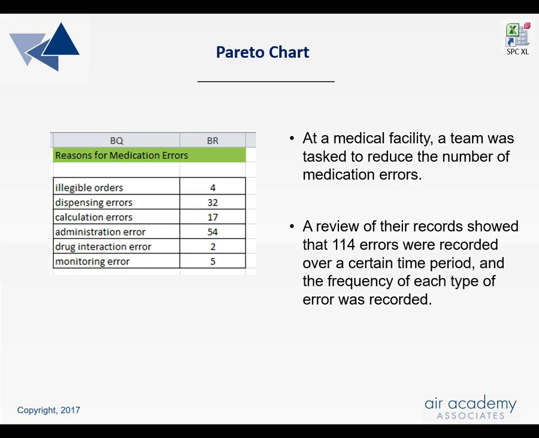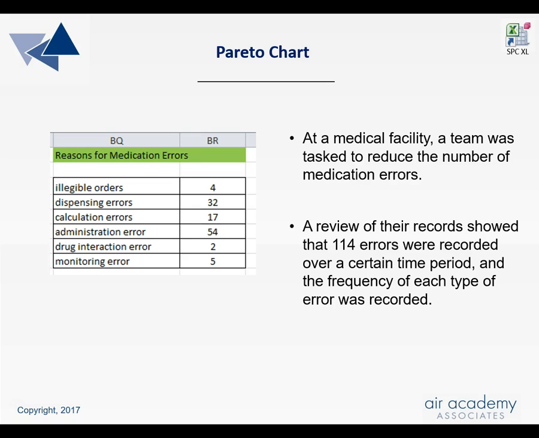So let's take an example of a team that was tasked to reduce the number of medication errors, and they reviewed their records over a certain period of time, and they showed that 114 errors were recorded over a certain period of time, and the frequency of each type of error was recorded. These are errors or reasons for the medication errors.